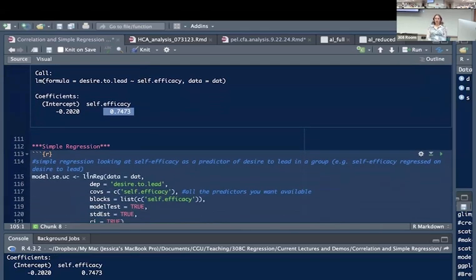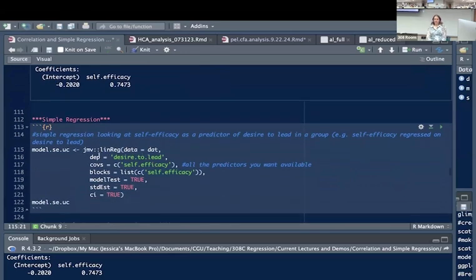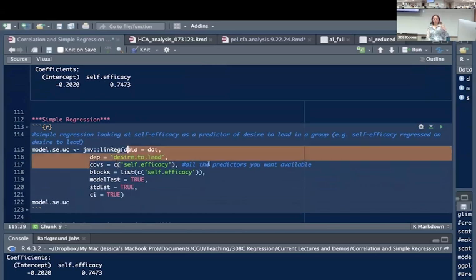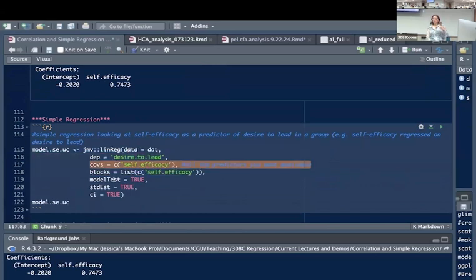So I like to use lin-reg, which comes from jmv. Dependent variable; covariates just means any of your predictors. A reminder, just like ANOVA, these are the predictors you want available. These are the actual predictors you're using in your model. When we get to building hierarchical models, we'll play with this a bit more. Model test equals true.